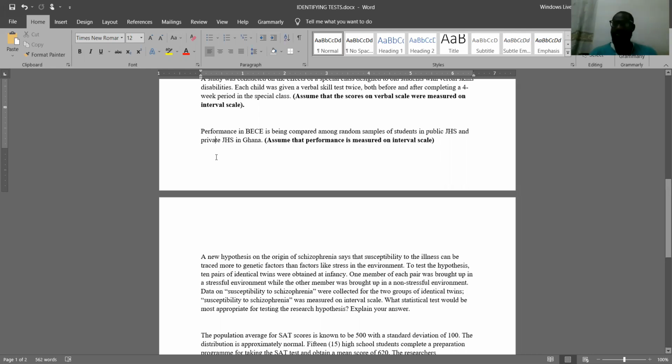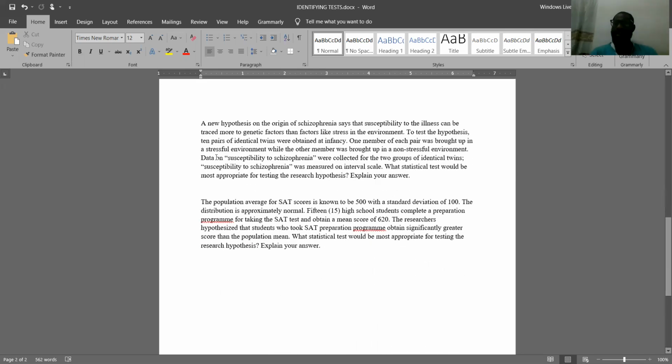Because with independent t-test, we compare two independent groups, and the scale of measurement should either be interval or ratio. And we can find these things in the question. So it means per your justification, you indicate that from the question, they are comparing two independent groups, in brackets, public and private JHS. Then the dependent variable, which is performance in BEC, is on interval scale. Hence, the appropriate test to use is independent t-test.